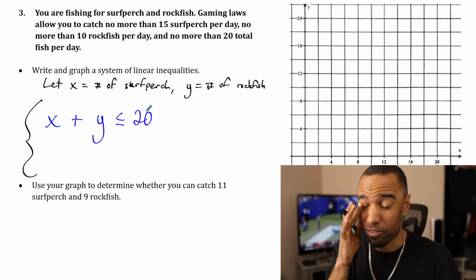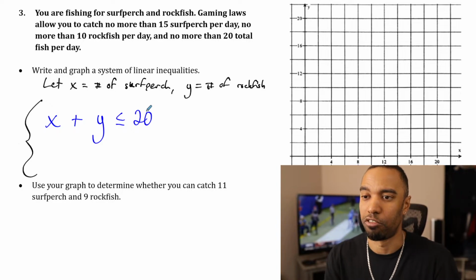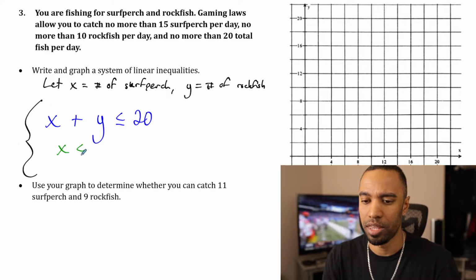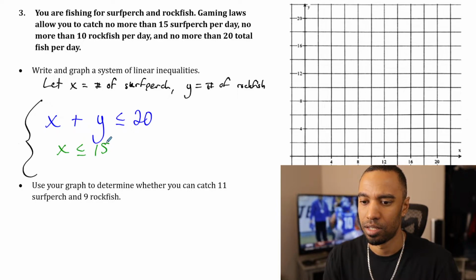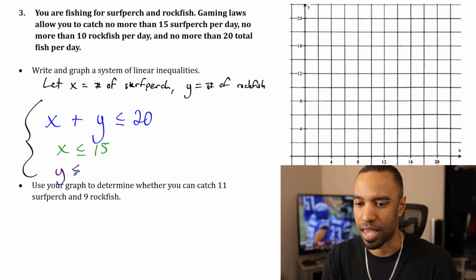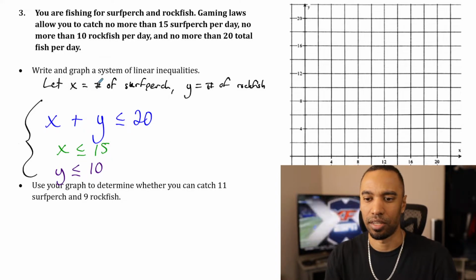No more than 10 rockfish, no more than 15 surf perch. So surf perch is X, no more than 15, and then rockfish, no more than 10. And that's what those things are telling us there.